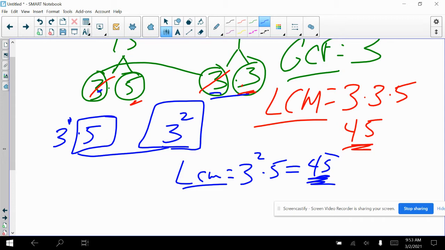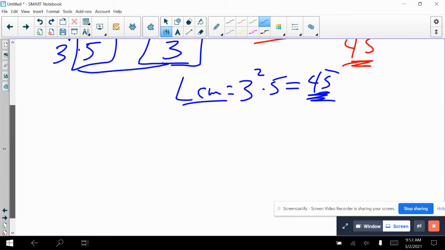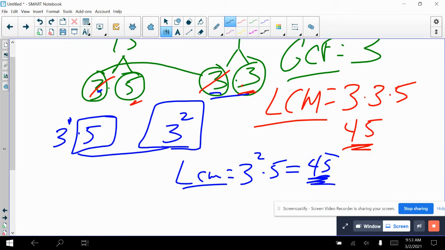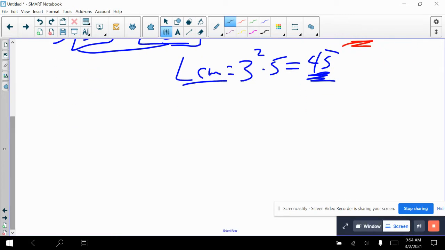Does that make sense? You always take the larger exponent. So far, so good? Okay, now, personally, I like the Venn diagram. Watch. Whoa, hey, what happened there? Watch this.